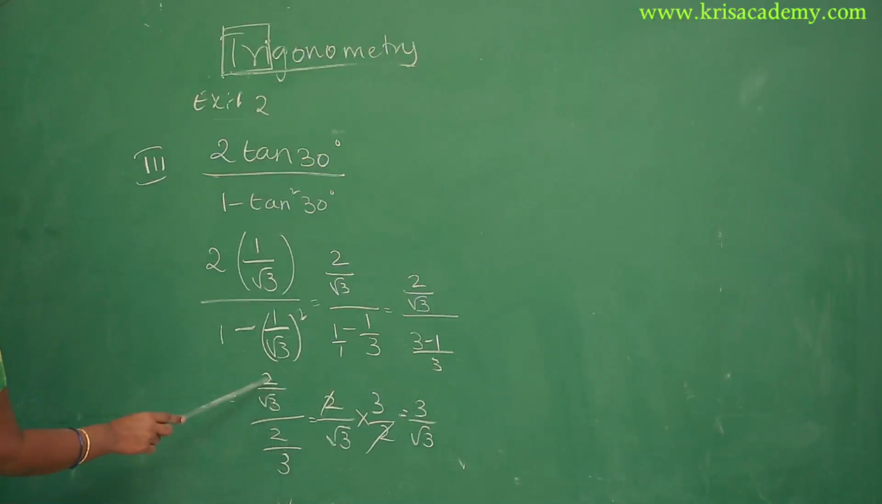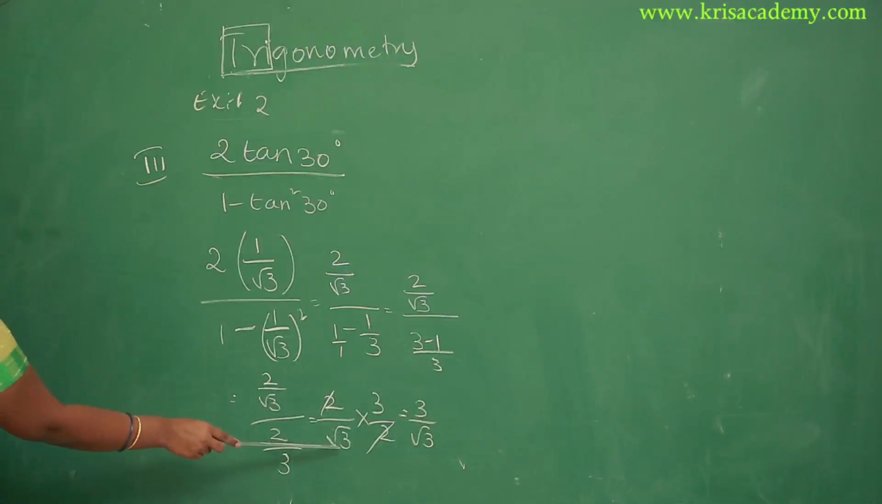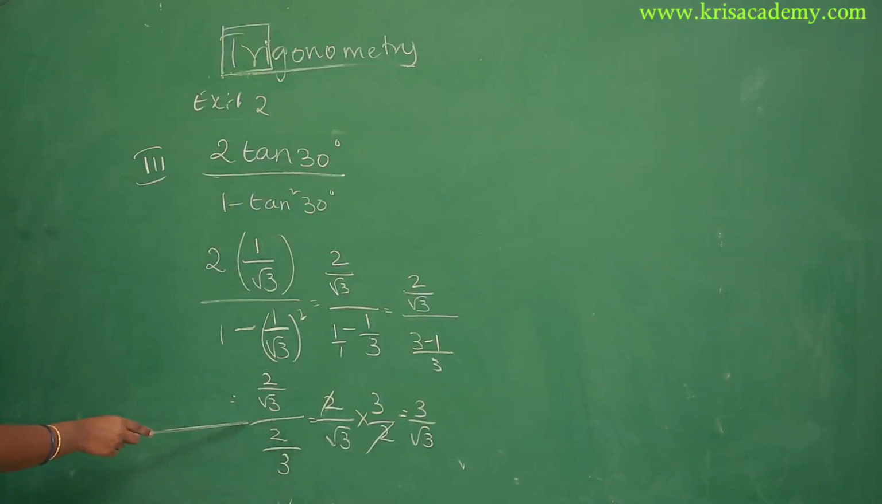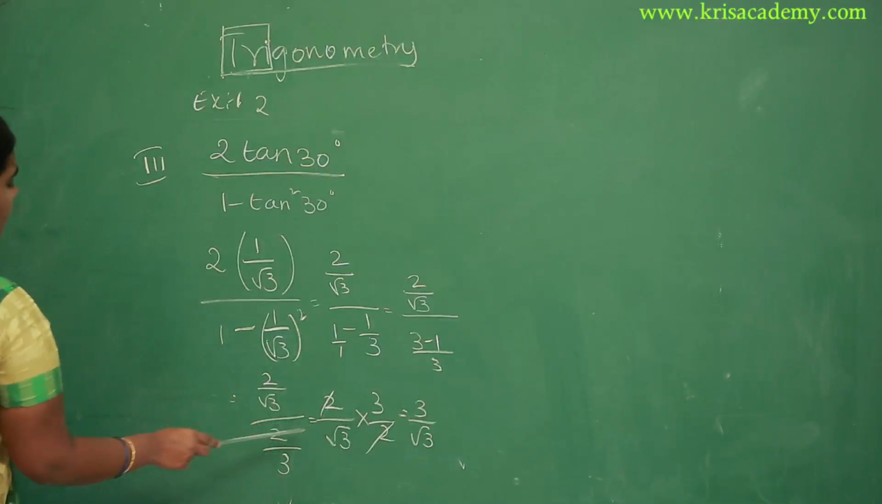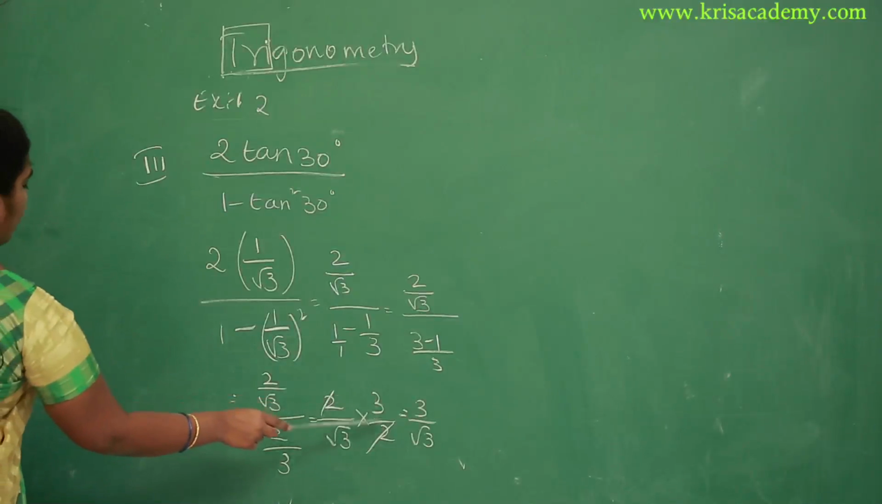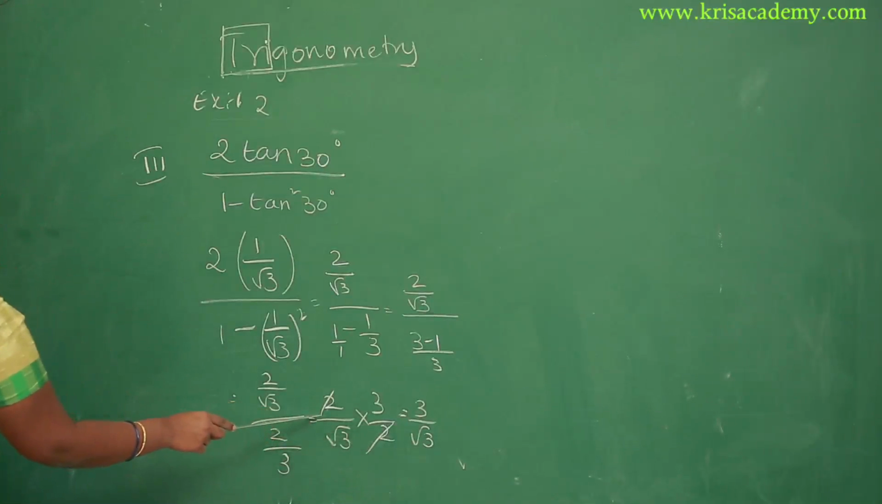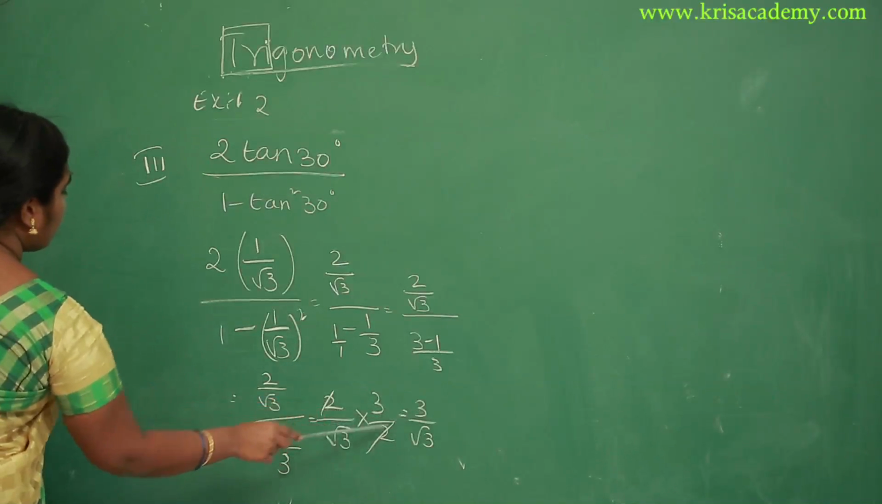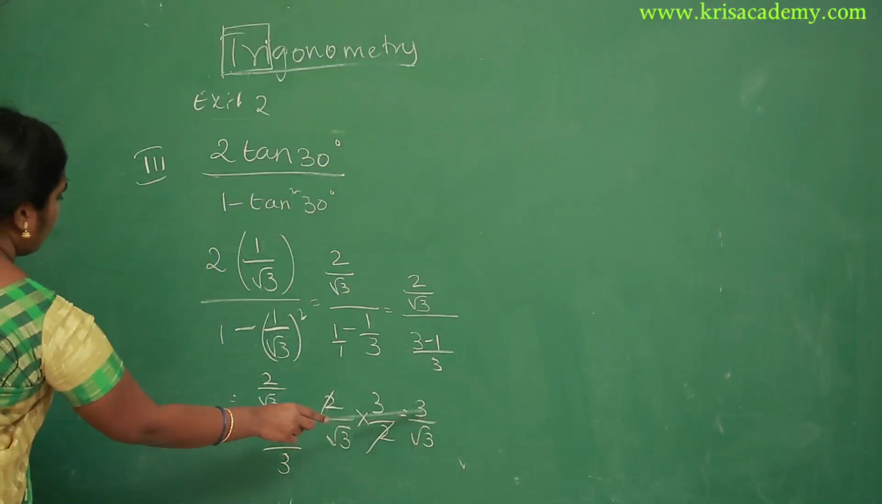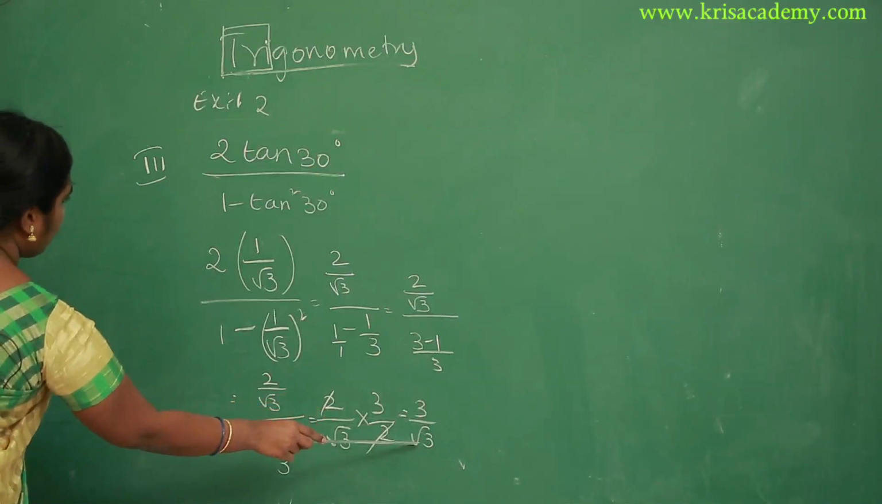2 by root 3. First fraction is as it is, 2 by root 3 only. Division reciprocal sign is multiplication. 2 by 3 will become 3 by 2. 2 2s will get cancelled. So 1 3s are 3. 1 into root 3 is root 3. So the final answer is 3 by root 3.